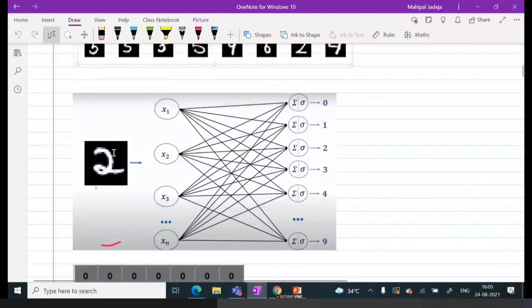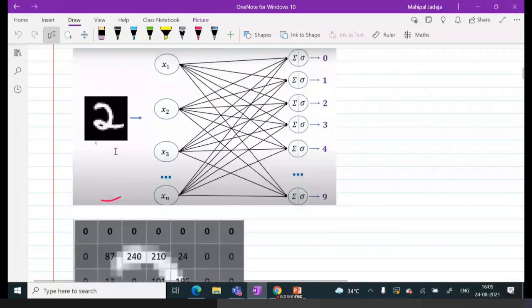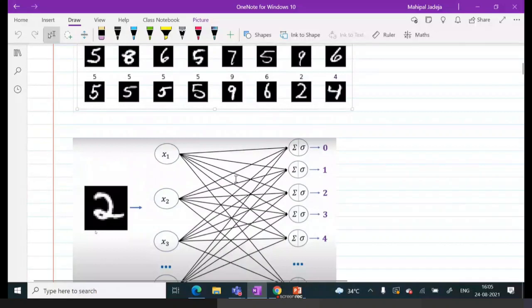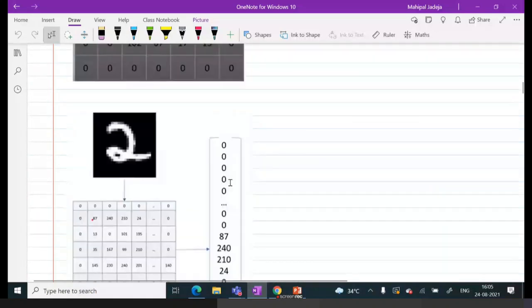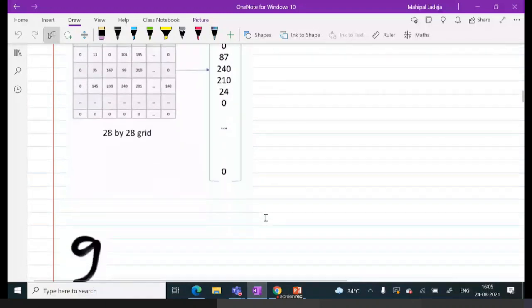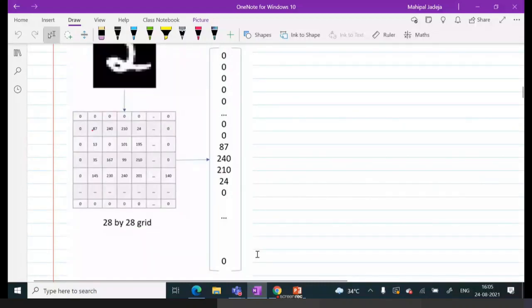And like I mentioned earlier, flattening is important because we can't provide this two-dimensional array directly to this neural network, right? So what we are going to do is convert this 28 cross 28 matrix into a one-dimensional matrix of size 784 cross 1.